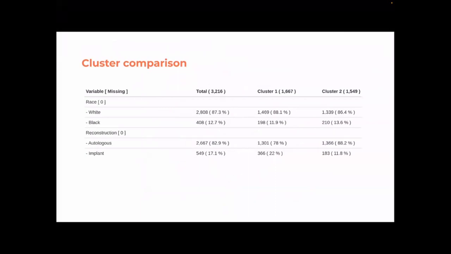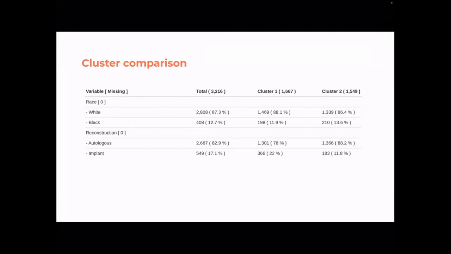What you can see here is that cluster two has a slightly higher frequency of Black and African-American patients. And lo and behold, we knew this from the literature. By the way, these are breast cancer patients. When you compare the rates of implants versus autologous reconstruction, implant being a better option in general, you will have a much higher rate of implants among white patients, and a much higher rate of autologous, in most cases the inferior choice, among African-American patients.